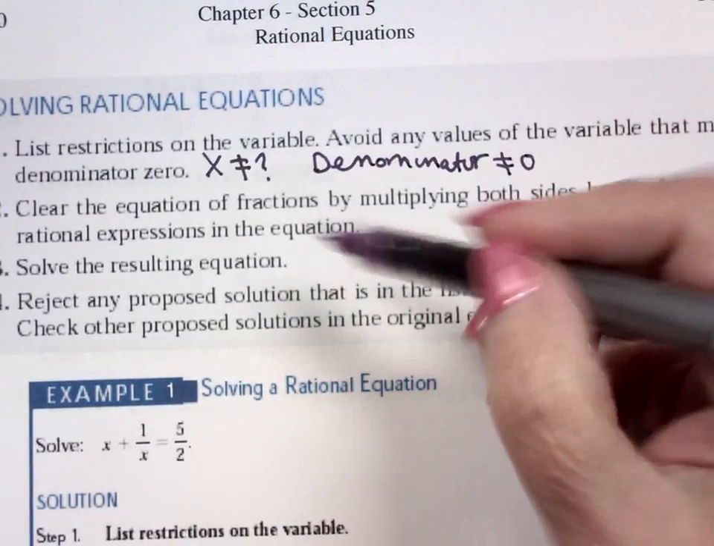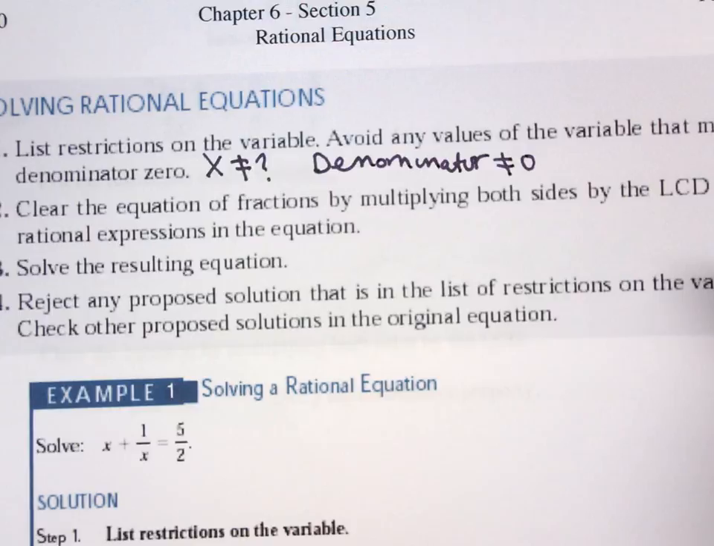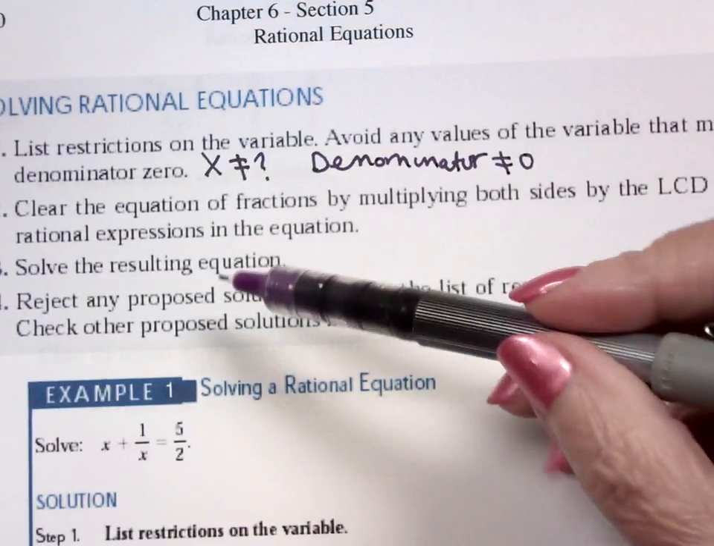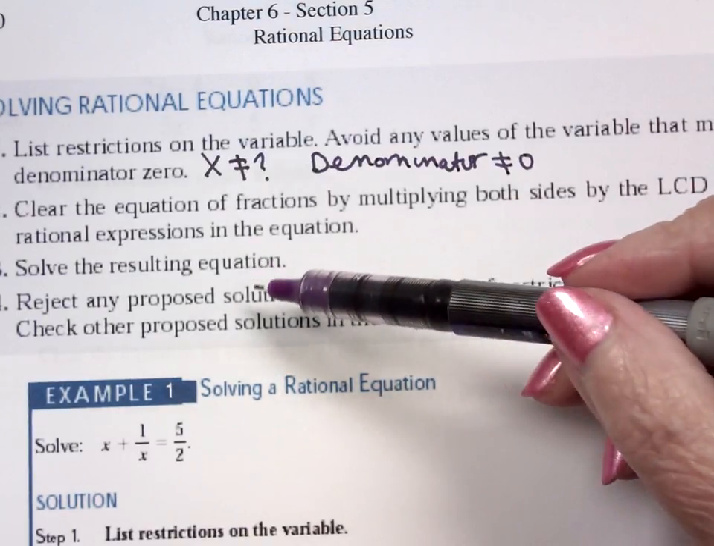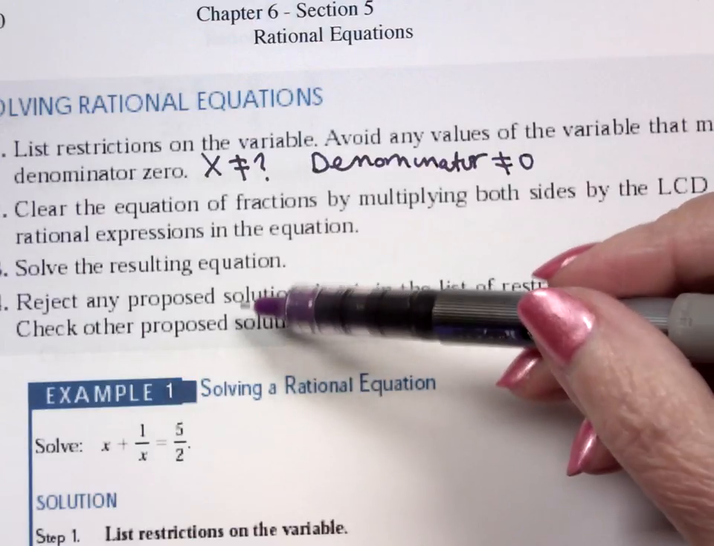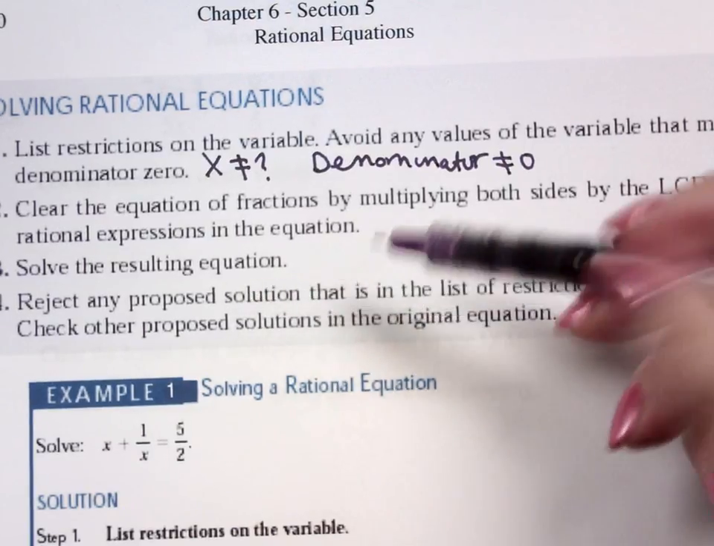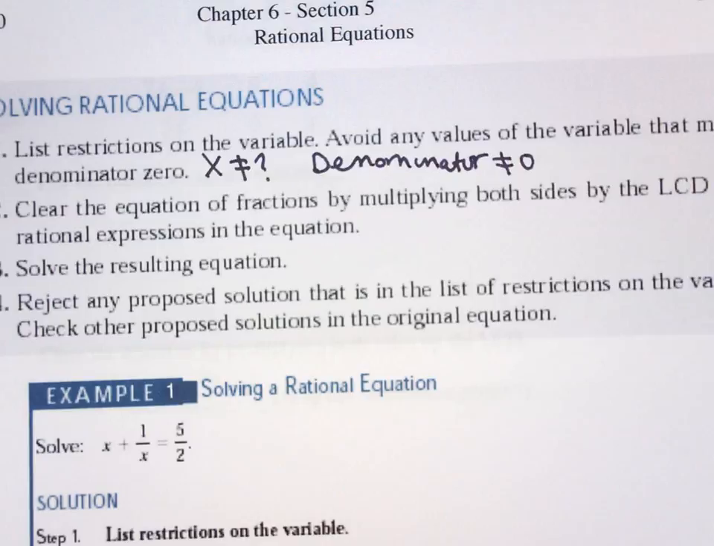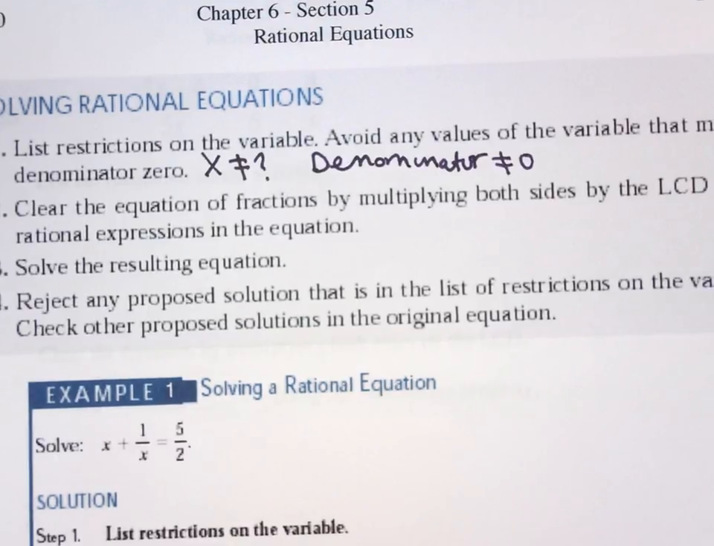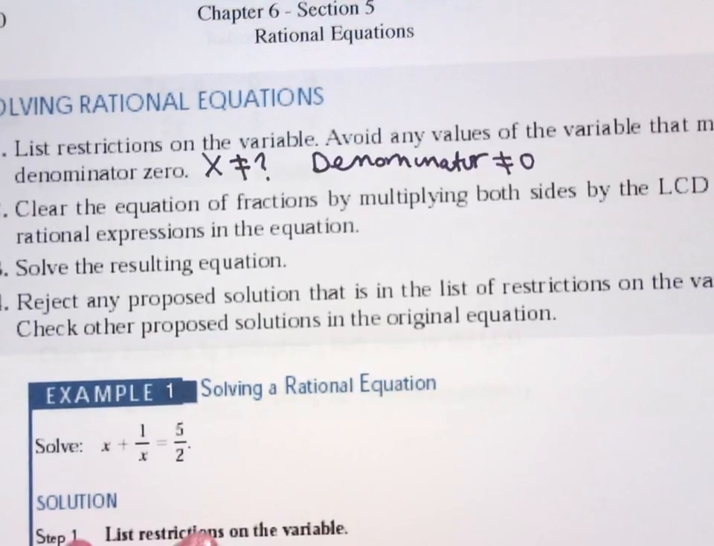Clear the equation of fractions by multiplying both sides by the LCD. Solve the resulting equation and reject any proposed solution that's in the list of restrictions. So in other words, if the answer you get makes the denominator 0, you toss it out, which can happen because of the kind of equation that you're solving.